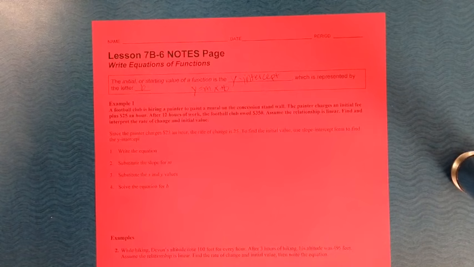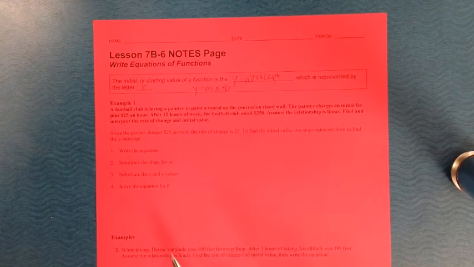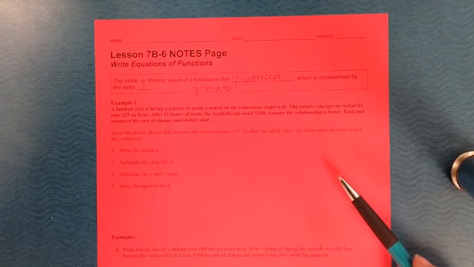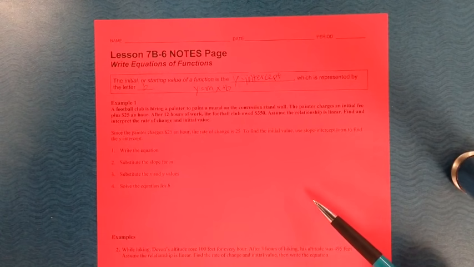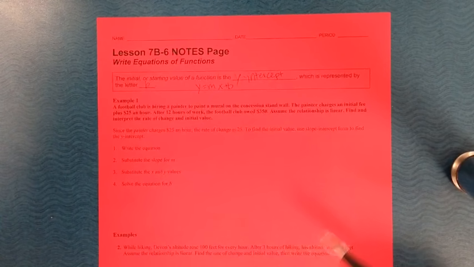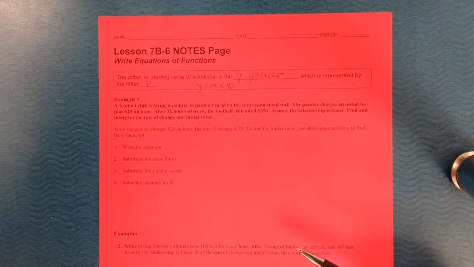So let's try example 1. Let's read it together. A football club is hiring a painter to paint a mural on the concession stand wall. The painter charges an initial fee of $25 an hour. After 12 hours of work, the football club owed $350. Assume the relationship is linear. Find and interpret the rate of change and initial value.